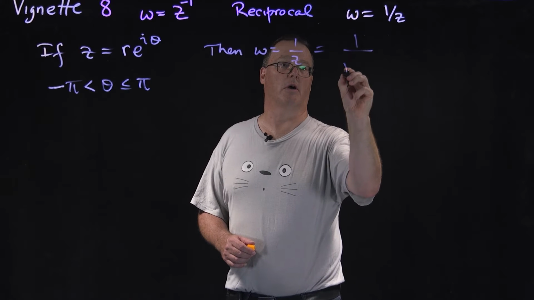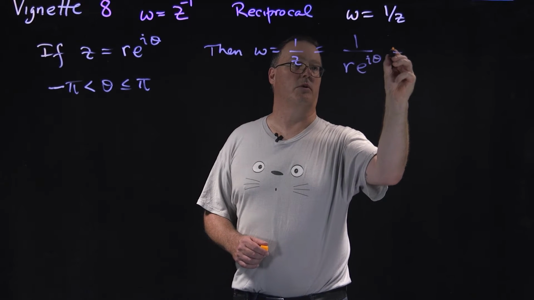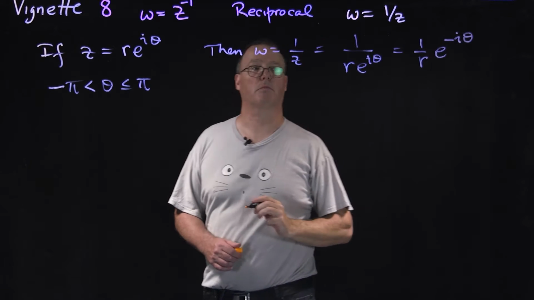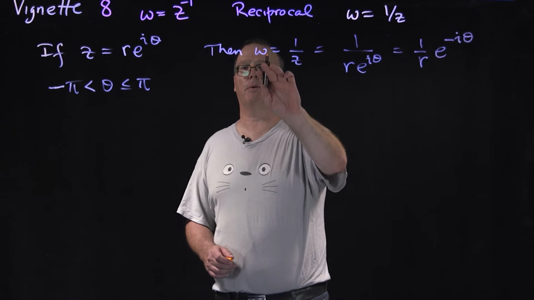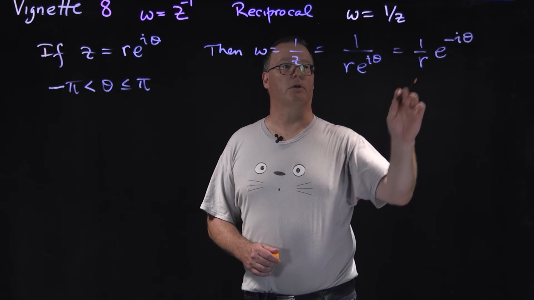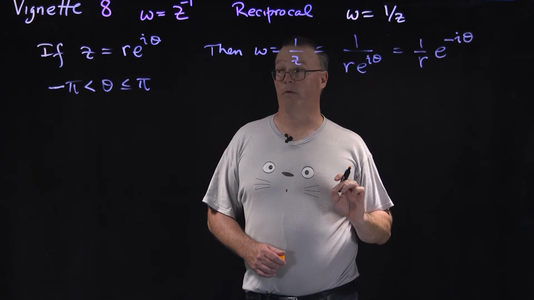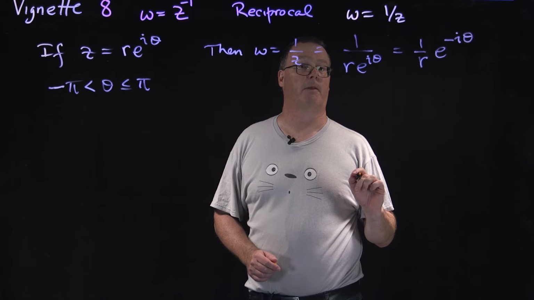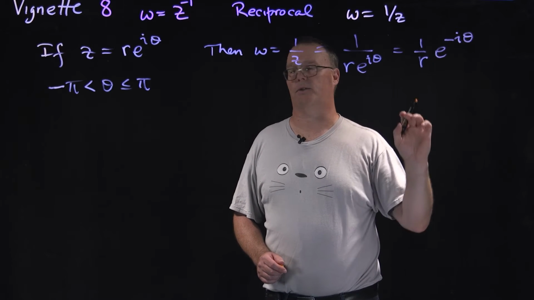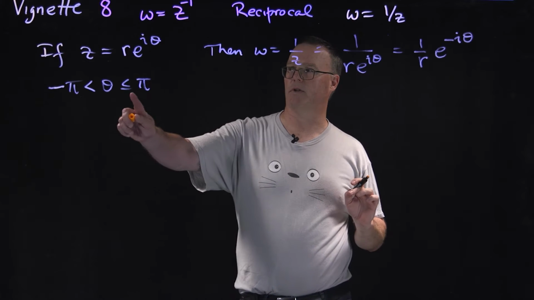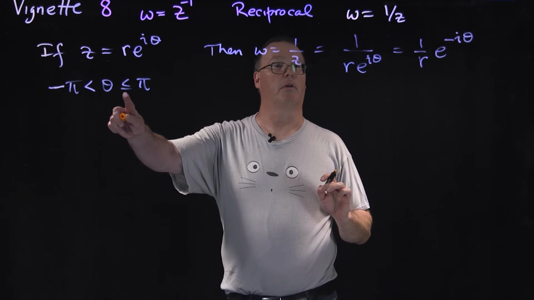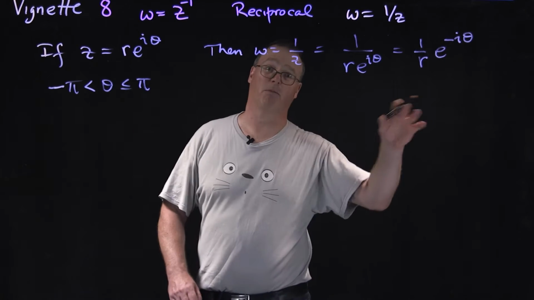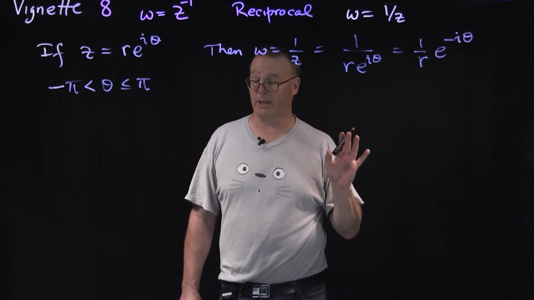is 1 over r e to the i theta, which is 1 over r times e to the minus i theta. So the polar coordinate representation of w is going to have radius 1 over r, where r was the original one, and it's going to have angle minus theta. And there's a little bit of trickiness that's going to happen with the minus theta because of the change of the closure here. When theta is pi, minus theta will be minus pi, and that'll put the closure on the other side. So that's actually going to cause us a headache.